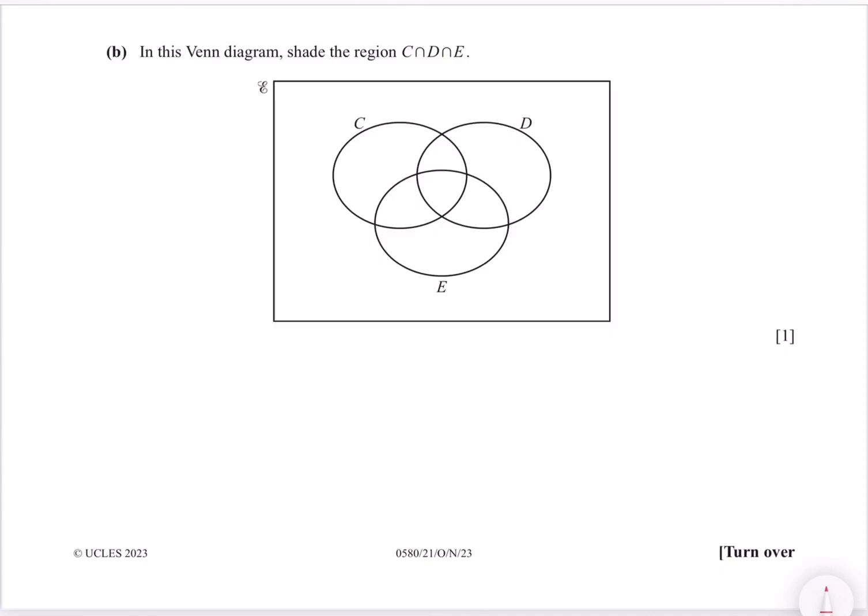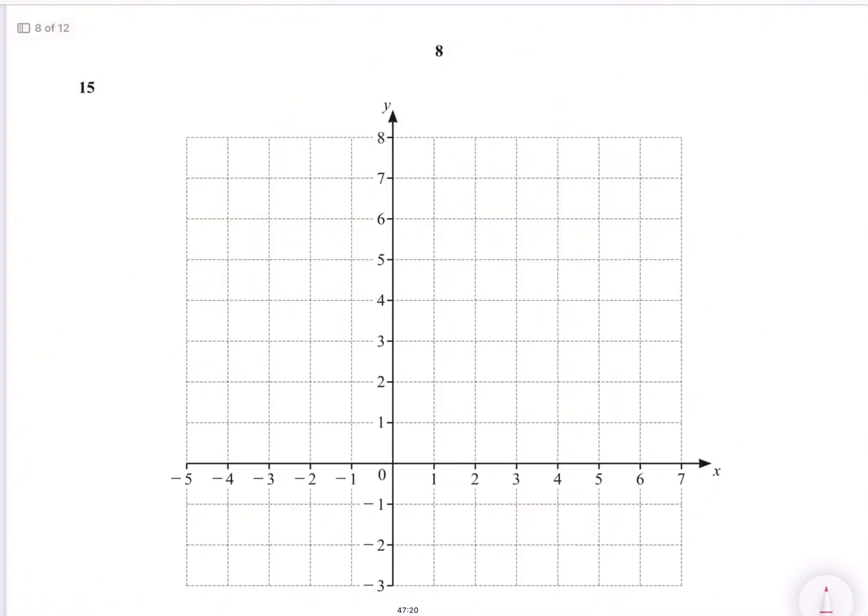In this Venn diagram, shade the region C intersection D intersection E. This is very simple and clear. Exactly the center part is the intersection of all three, C, D and E. This one, just shade it.